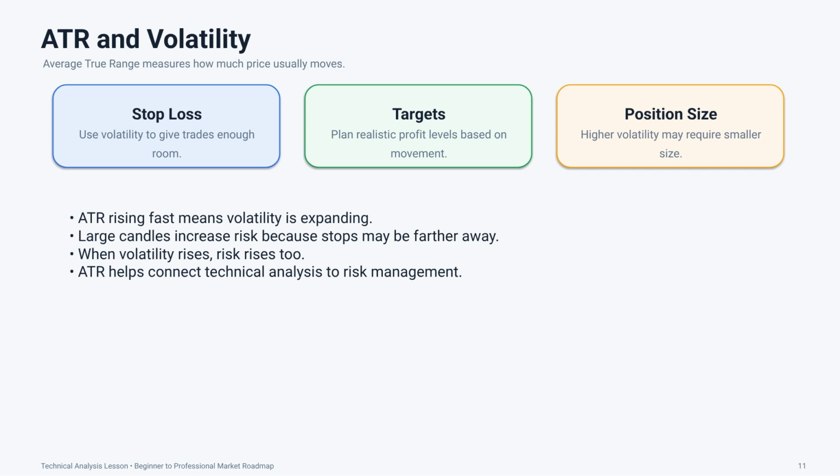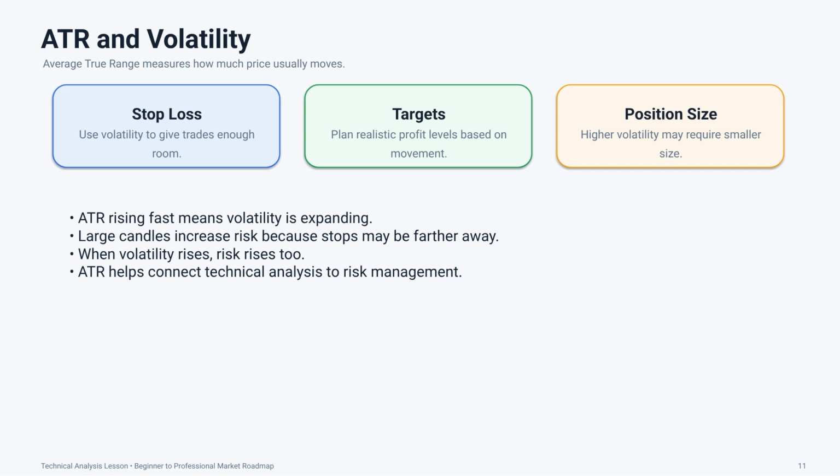The third one is position size. When volatility is higher, risk is also higher. Larger candles can mean larger losses if the trade goes against us. That is why higher volatility may require a smaller position size. Now, look at the key points. If ATR is rising fast, volatility is expanding. This means the market is moving more aggressively. Large candles increase risk because stop losses may need to be farther away. When volatility rises, risk rises too.